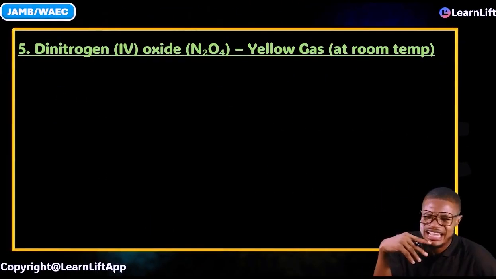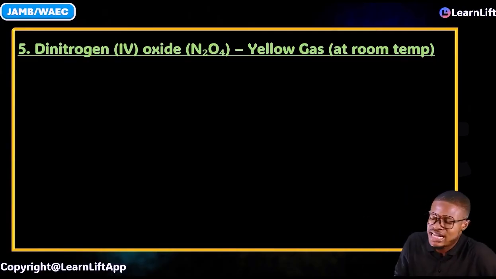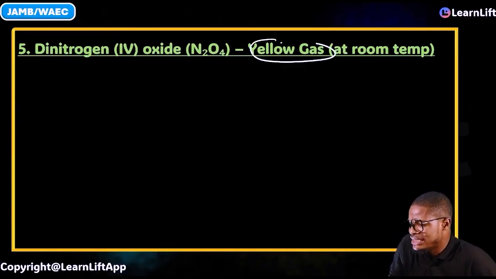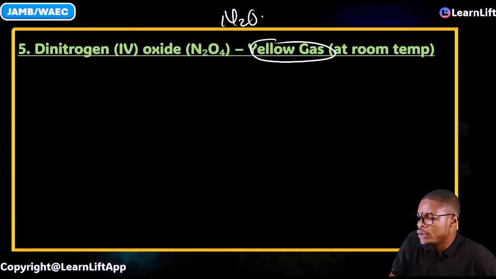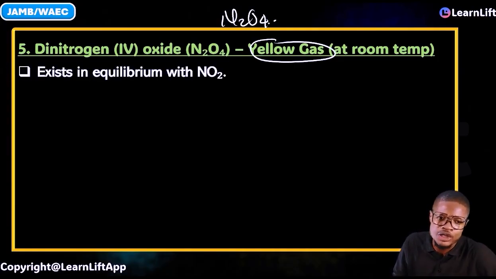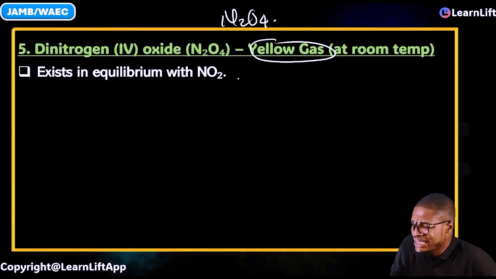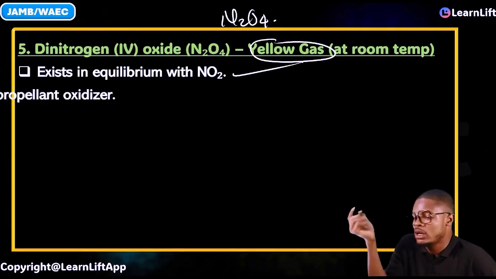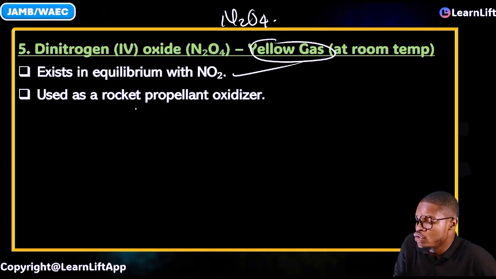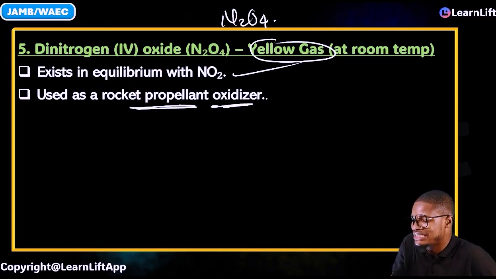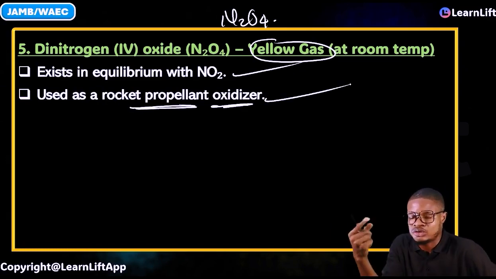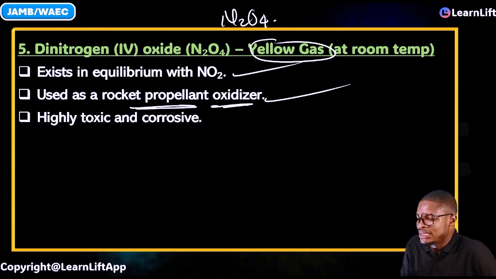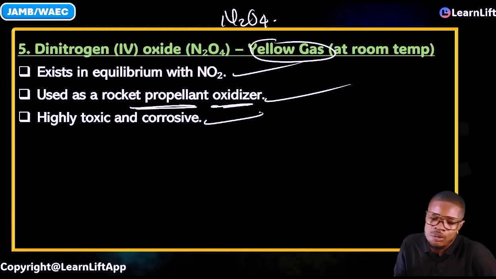Number 5 is the one we call your dinitrogen tetroxide. What's your dinitrogen tetroxide? It is a yellow gas. N2O4 is a yellow gas at room temperature. Number one thing is that it exists in equilibrium with what? NO2. And very importantly, it is used as what? Rocket propellant oxidizer. Right? So they use it like rocket fuel.